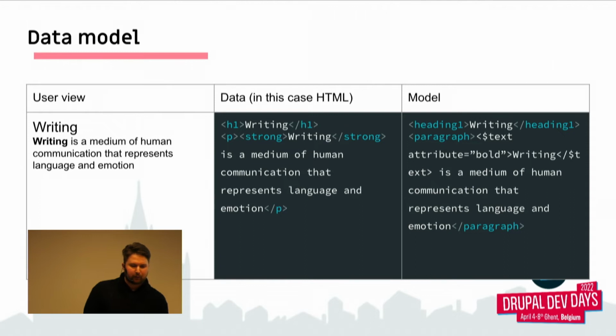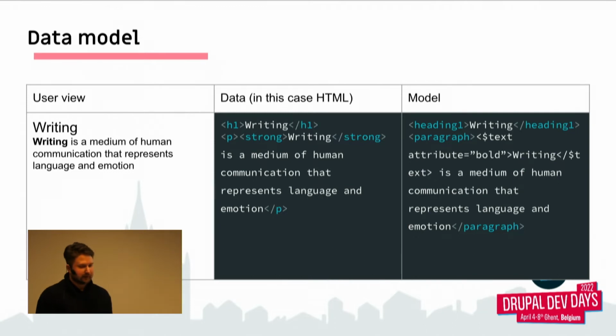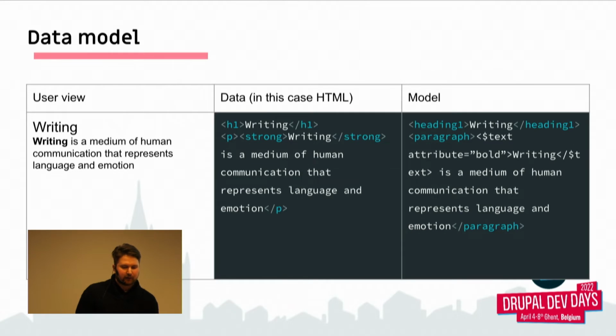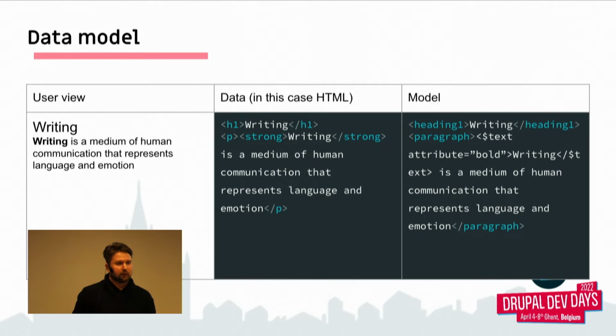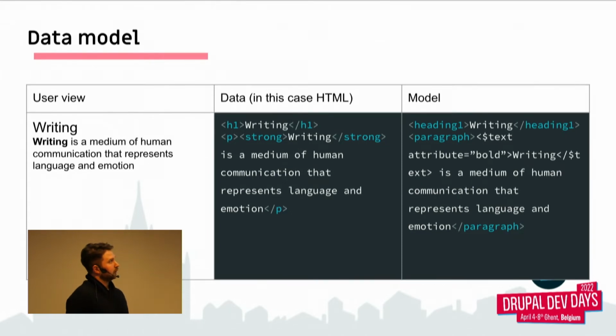So here's an example of the data model and how that would look in the different states. On the left, we can see a mock of how the user view could look. In the middle, there's data, which in this case is HTML, and that would be what is stored in the database when you save the data. Then we have the model on the right, which is the internal data model in CKEditor 5. You can see that most of the things there make sense. They're quite easy to figure out.